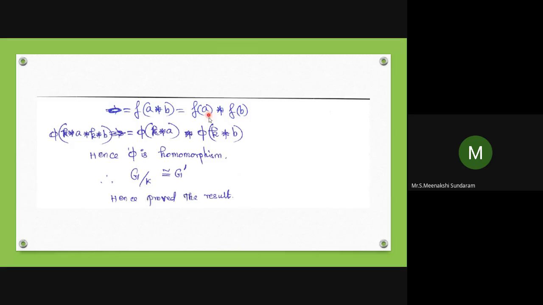f is a homomorphism, so f of a is pi of k star a, and f of b is pi of k star b. Hence pi is a homomorphism. Since it is a homomorphism with a bijection, one-one and onto, we can say that pi is an isomorphism. So pi is an isomorphism. Hence proved the result: G over K is isomorphic to G dash.